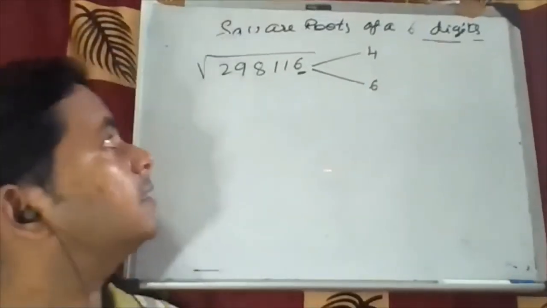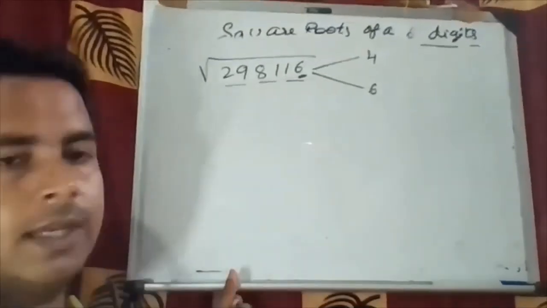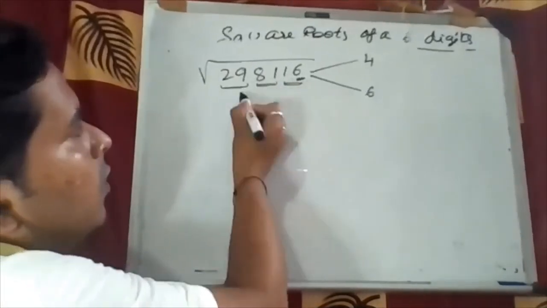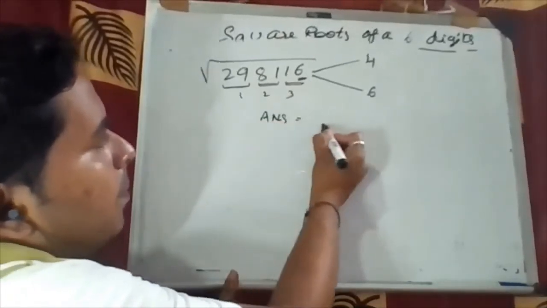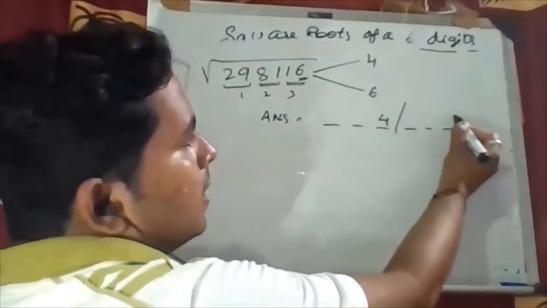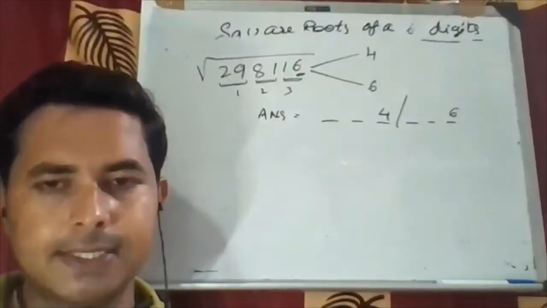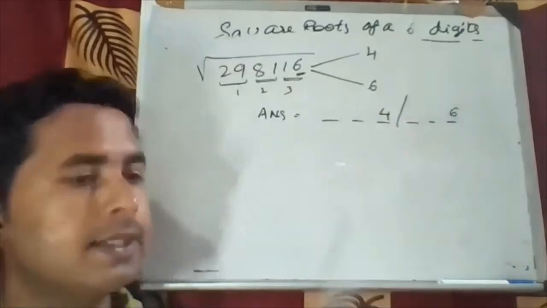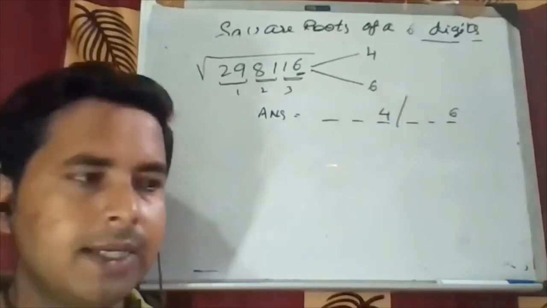Then another step: whenever they ask a square root of a 6-digit number, if you do the pairing of 2, you'll get 3 pairs. So your answer is also in 3 digits, where the last digit is either a 4 or a 6. Whenever it is a 6-digit square root, you'll get an answer in 3 digits. Now we got either 4 or 6.